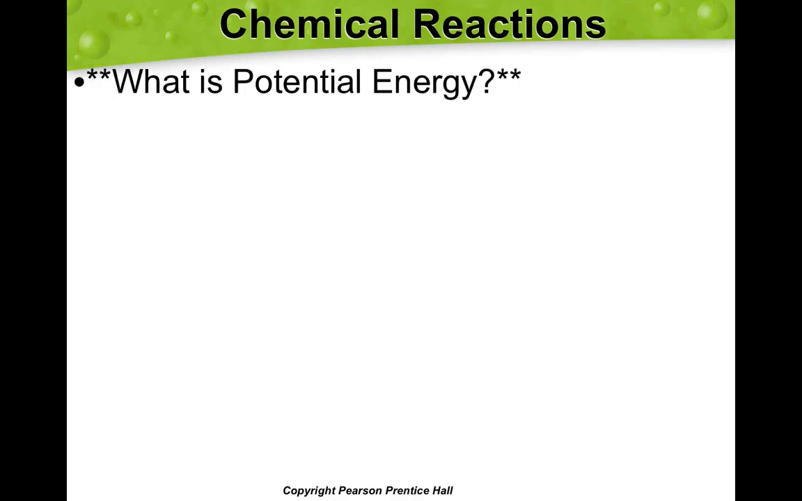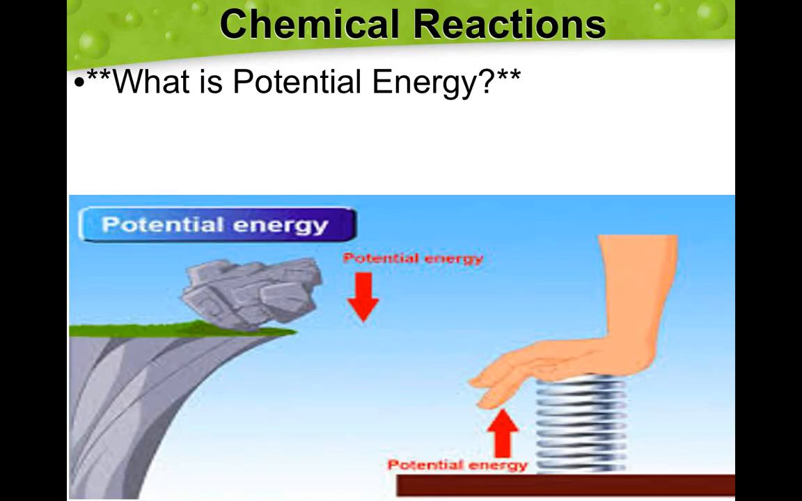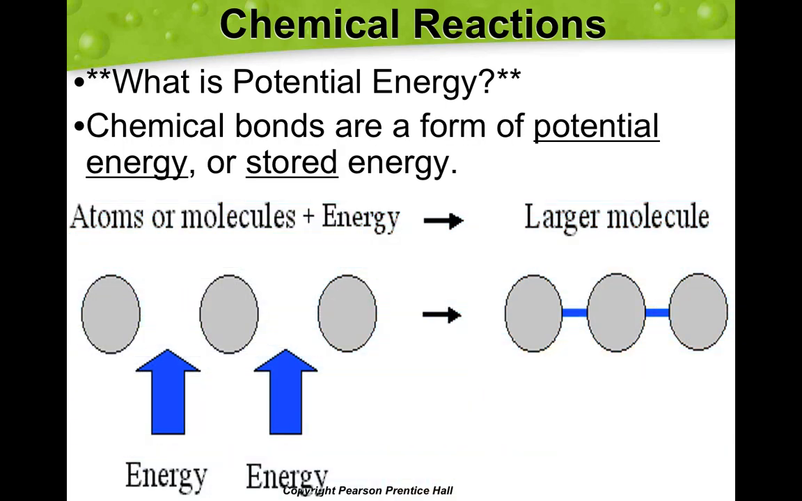Now, last year in Science 9, you guys probably talked about potential energy. Potential energy is stored energy, basically. You guys last year probably talked about kinetic energy and potential energy. Potential energy was like pushing a spring down or lifting something into the air, which is called gravitational potential energy. But there's a different type, and we call it chemical potential energy. Okay, so chemical bonds are a form of potential energy. There's energy stored within the chemical bond.